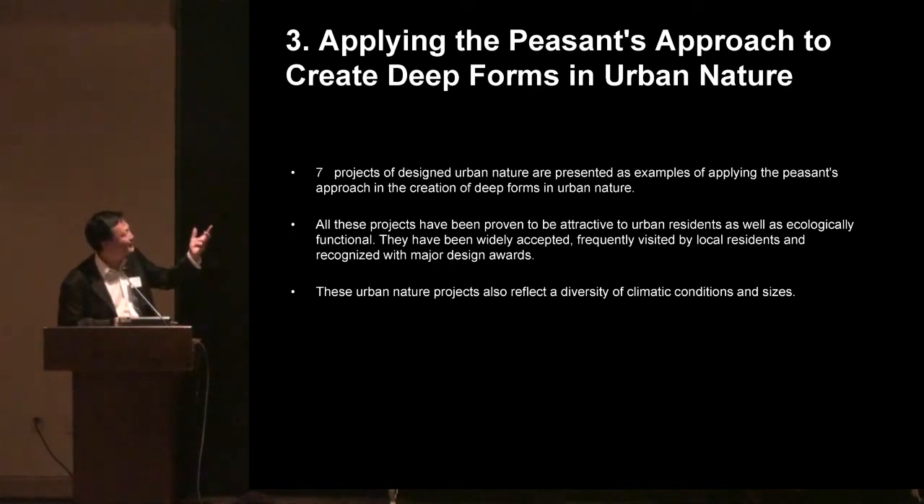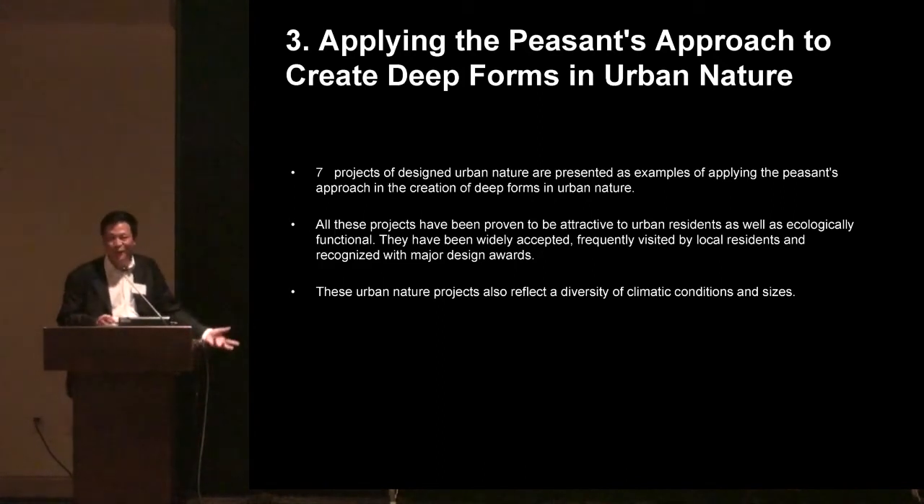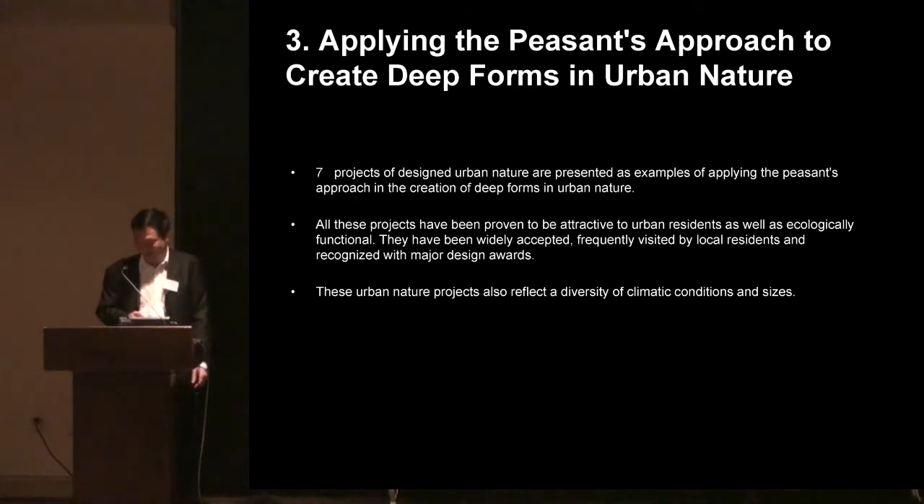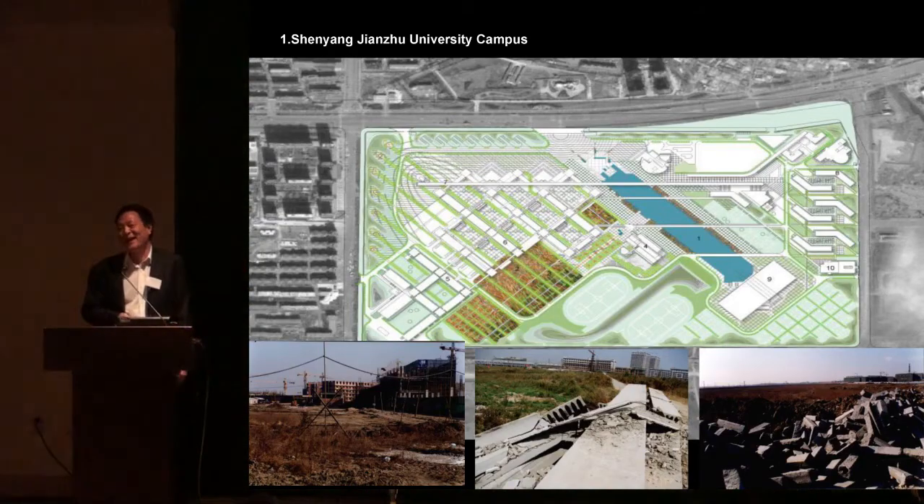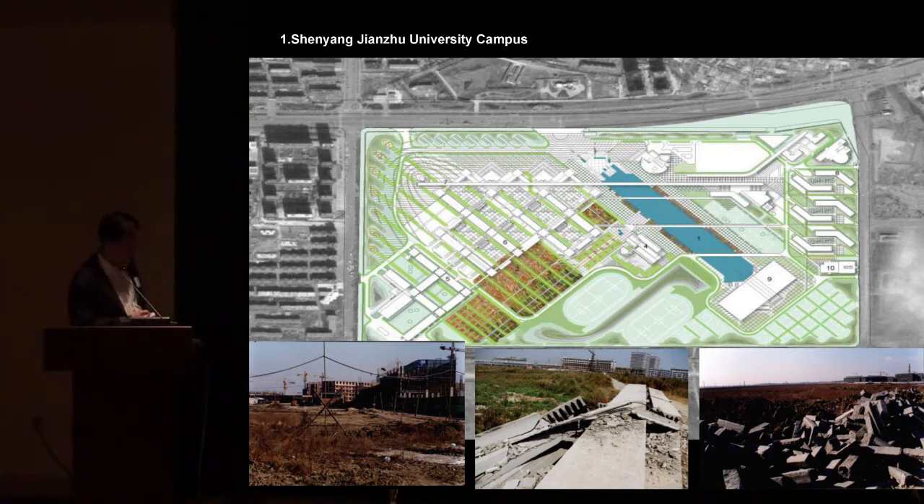The third part I'm talking about is what that means to our urban design. So, applying the peasant's approach to create deep form in urban nature, I want to illustrate 7 cases to show what we do with this approach to create urban nature. The first case is an architectural school campus in Shenyang in North China. It literally used the farmers' approach. I think that's the existing situation.